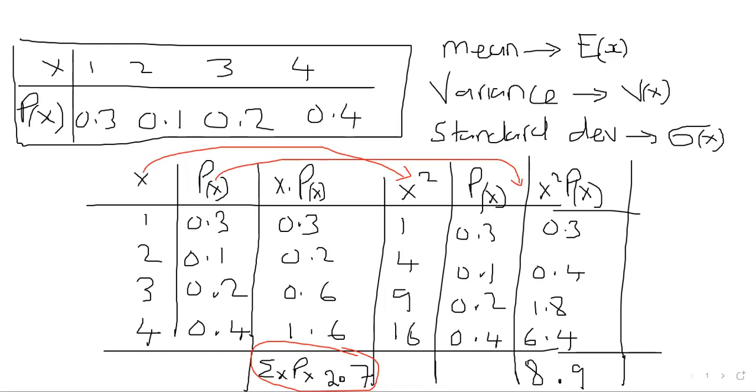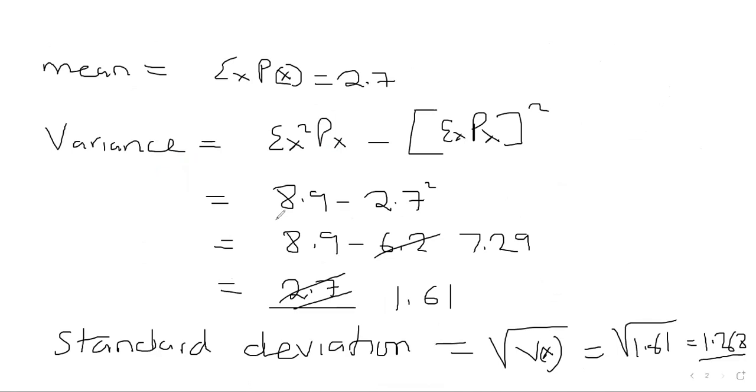The total is 8.9. This is not the variance. But when you subtract 2.7 squared from 8.9, that is called the variance. So 8.9 minus 2.7 squared gives you 1.61. Then when you take the square root of this, it's called the standard deviation. Anyone behind at that point?